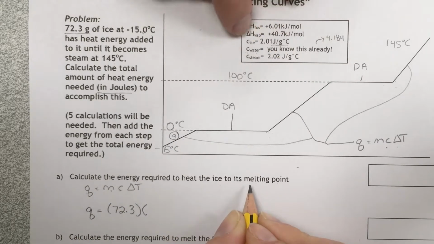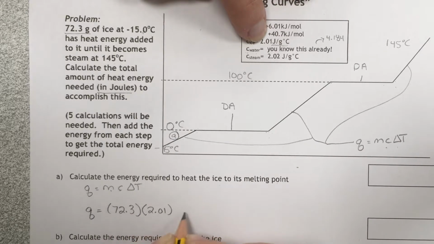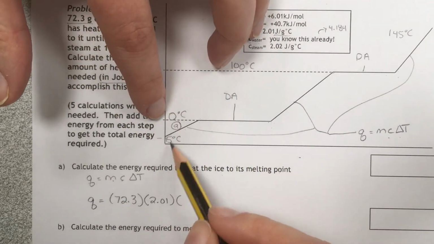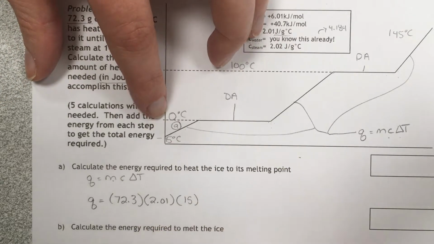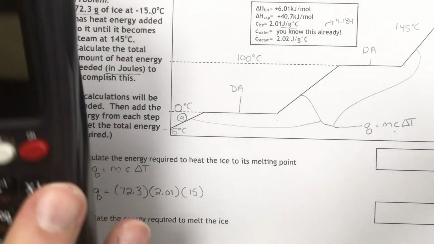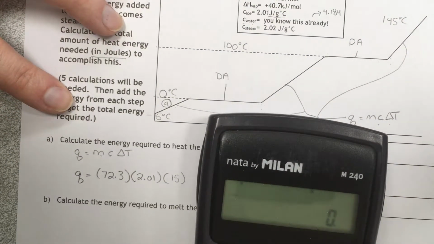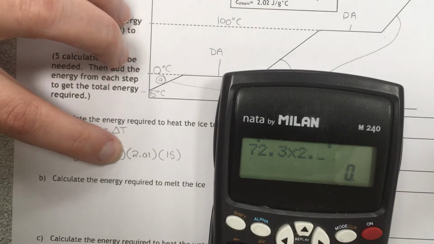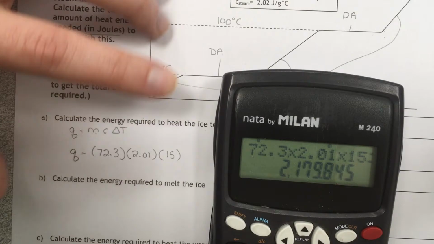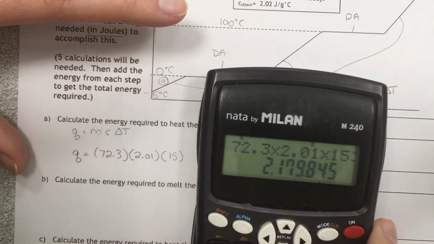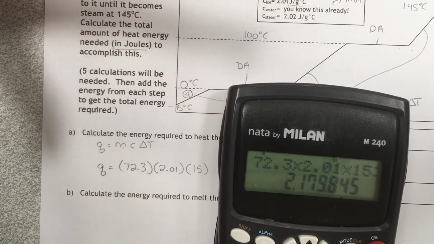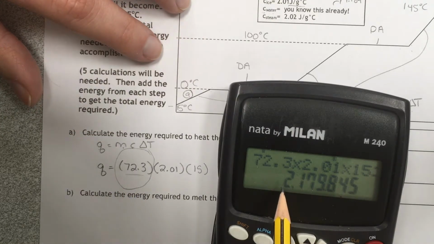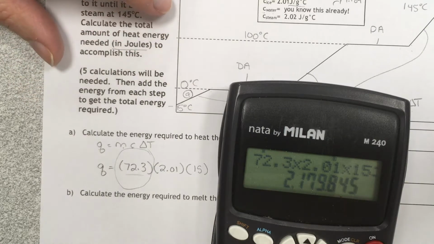The specific heat of ice is 2.01. Okay, and then we have the change in temperature. With water, it's super easy because from 0 to 15 is a 15-degree difference. So you just plug that into your calculator and you'll have your answer. 72.3 times 2.01 times 15 is 2,179. Okay, so as far as significant figures, I told you in the lesson, you use your mass, okay? So we have 3 significant figures, so we need to really stop at 2180, okay?